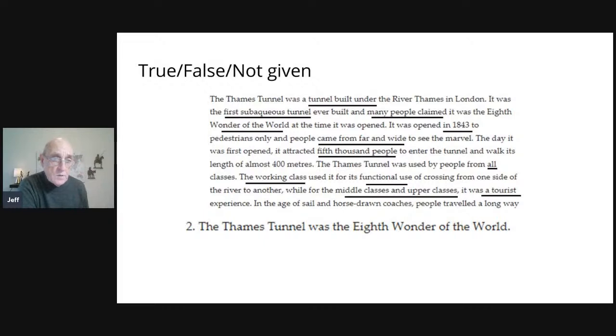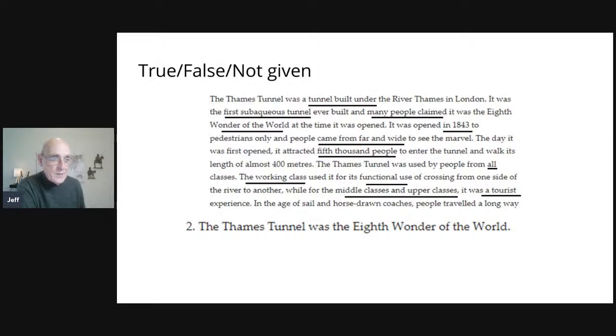Let's look at our second question together. The Thames Tunnel was the 8th wonder of the world. So what do you think of this? Remember, in true, false, and not given, we're looking for facts. Okay? Is this a true fact? The Thames Tunnel was the 8th wonder of the world. Is that true or false? Or is the information not in the passage?